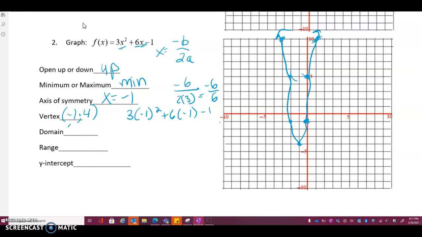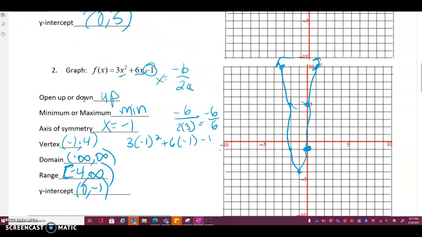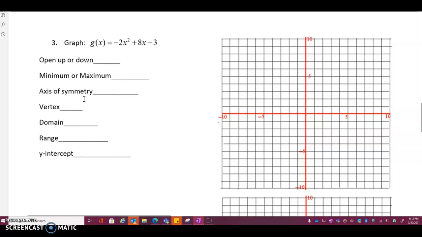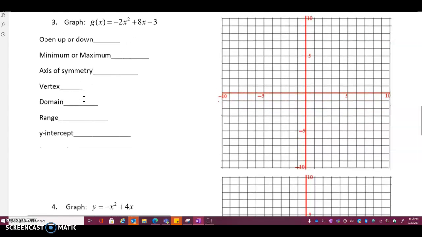Okay, domain, negative infinity to infinity in parentheses. Range, the lowest it can hit is going to be -4 with a bracket to infinity. My y-intercept, where it hits my y-axis, is going to be right here at -1. And we can see that up here for my c value. So I'm going to write that as 0, -1. Okay, so this is standard form, a little different than vertex form, but we're going to continue working on it.